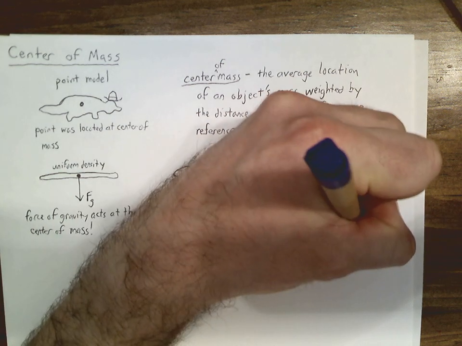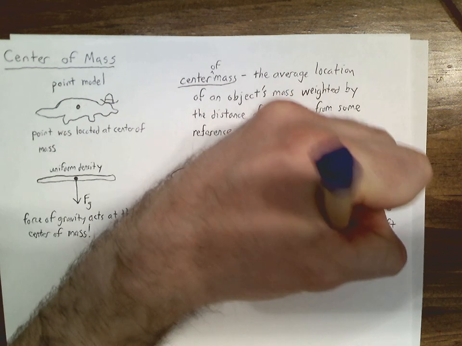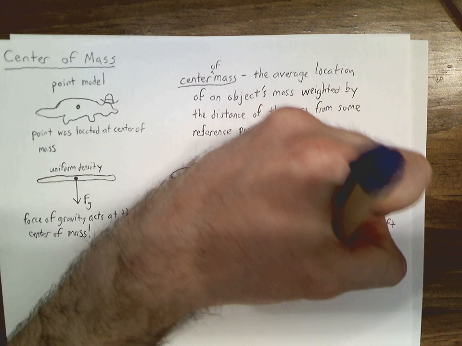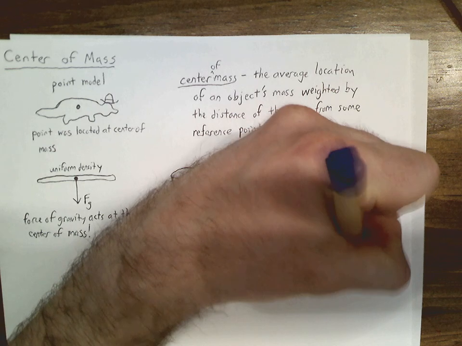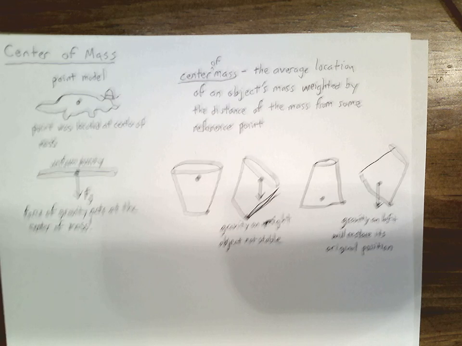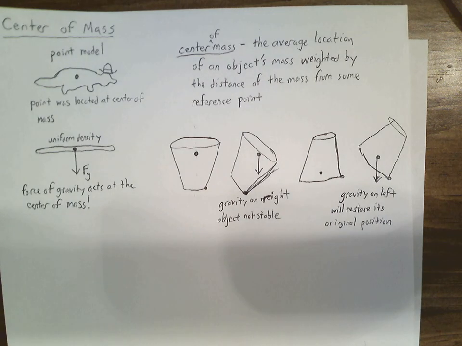So the gravity vectors on the left of the pivot will restore its original position. So this lets us start thinking about how different objects may actually behave due to where that center of mass is located.